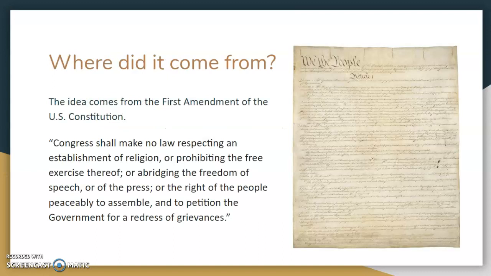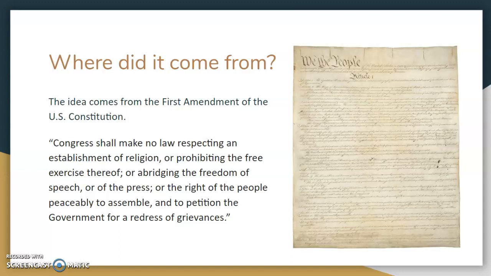So, where did it all come from? Where did this idea come from? Well, the idea comes from the First Amendment of the U.S. Constitution. It states, "Congress shall make no law respecting an establishment of religion or prohibiting the free exercise thereof; or abridging the freedom of speech or of the press; or the right of the people peaceably to assemble, and to petition the government for redress of grievances."